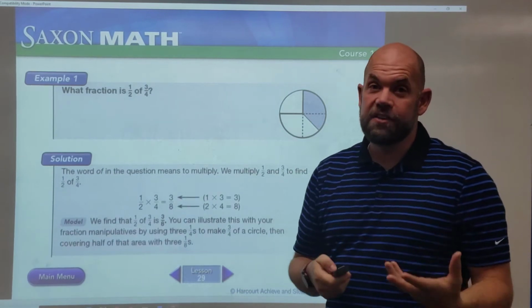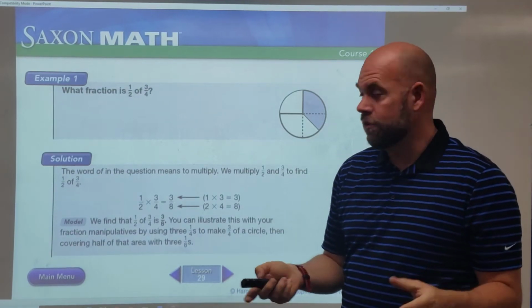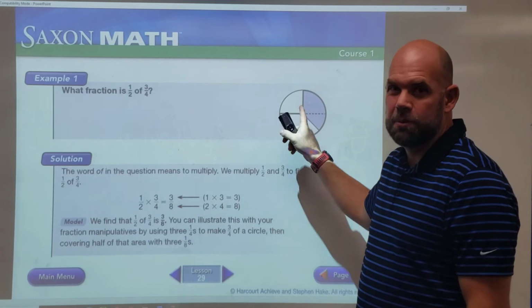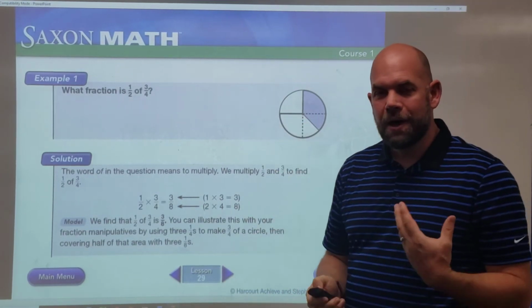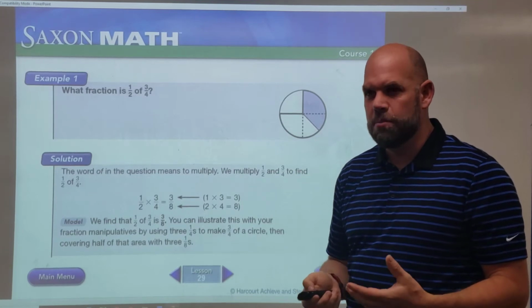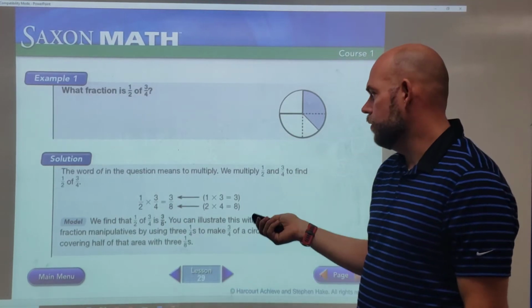So this one's a lot easier just to calculate the answer by multiplying than by using manipulatives or trying to visualize it that way. That's actually kind of tricky, but it can be helpful if you're like, am I way off? Well, I can check my work by drawing it out.